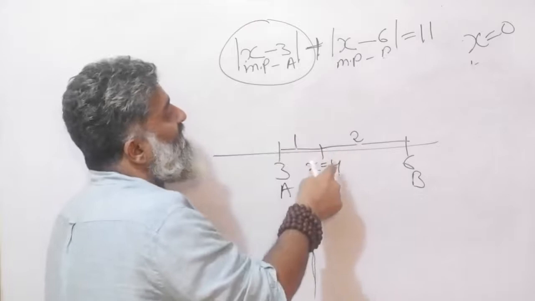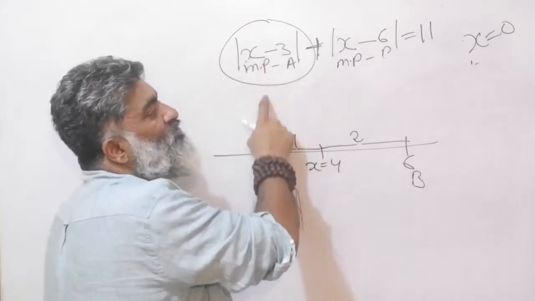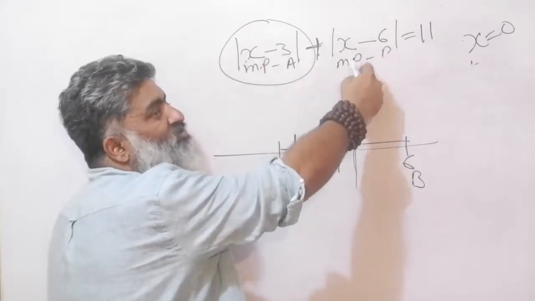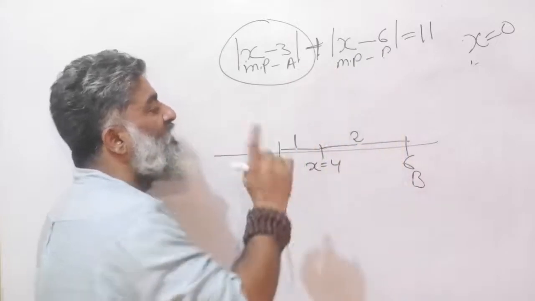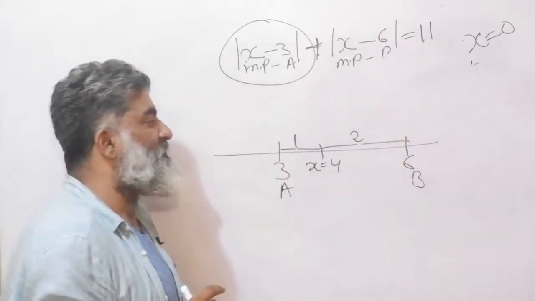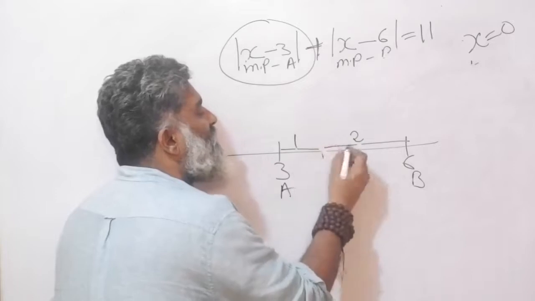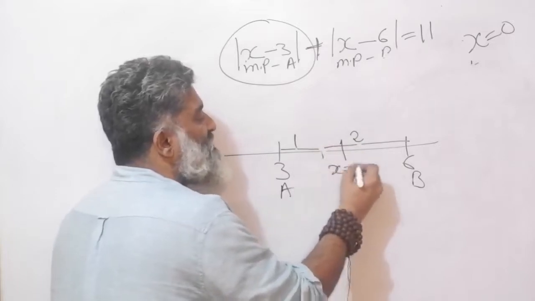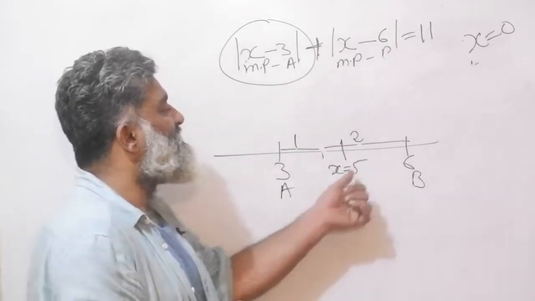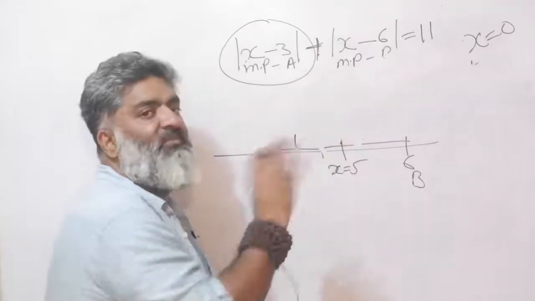You can check it again. If you put 4 here, 4 minus 3 gives you 1. 4 minus 6 gives you minus 2, which is a mod. 2 plus 1 is equal to 3. The distance is coming out as 3. Play with this a little more, right? The graphical representation is just for fun. I say x is equal to 5. The meeting point is 5.